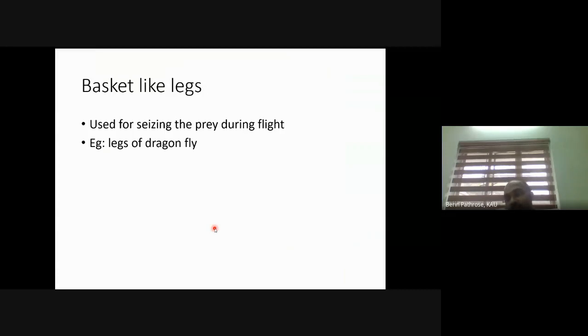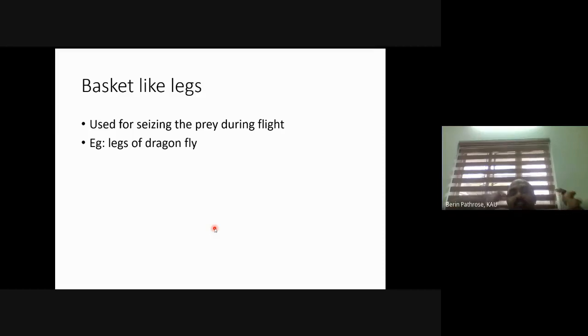Coming to the next modification, basket-like legs. How many of you have caught a dragonfly and made it lift a stone, small stone pieces? We sometimes did this in childhood. So how many of you did that? If you did that, you might remember how it holds its legs.